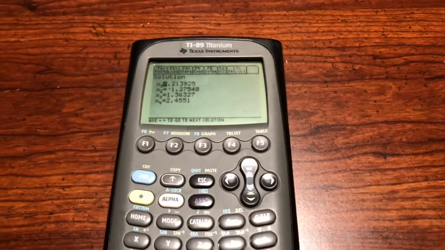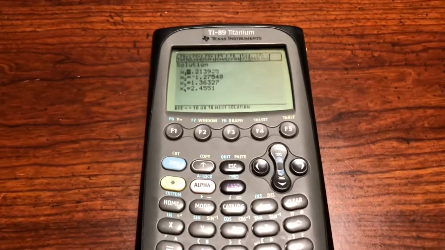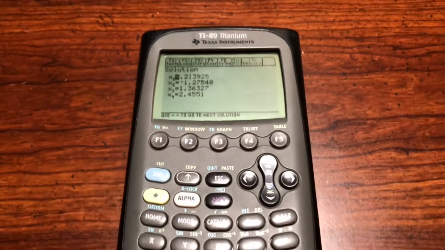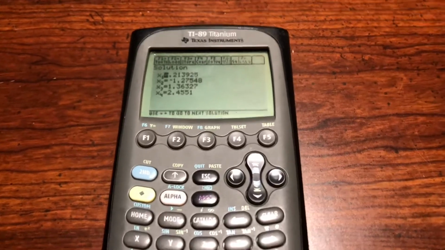So hopefully you can use this on your homework and maybe even your tests, but this is an awesome functionality of the TI-89 Titanium. Thanks, guys.